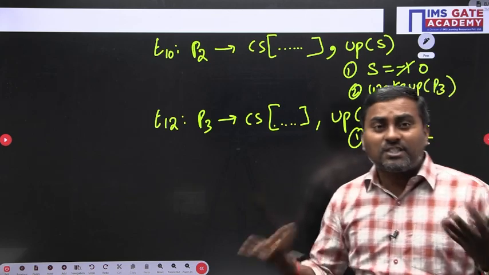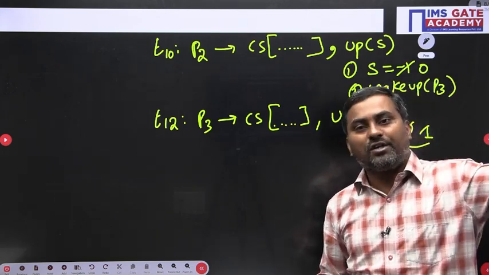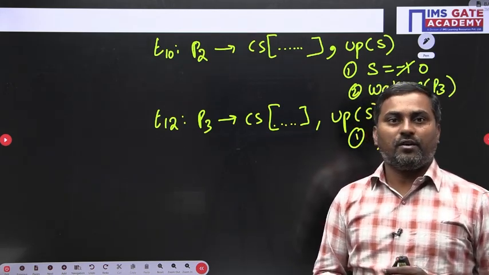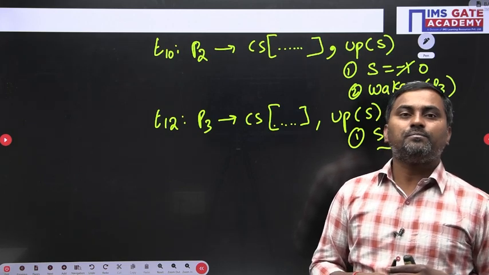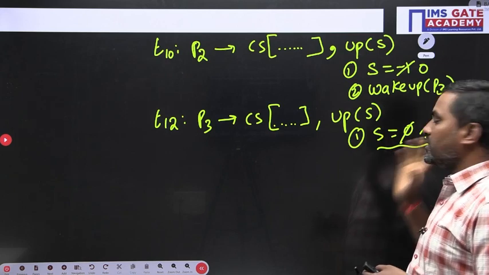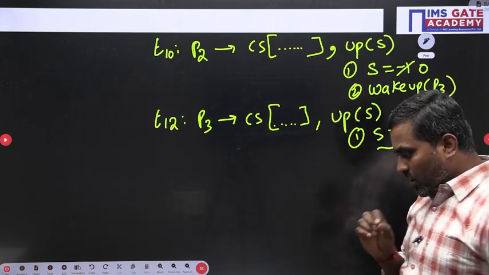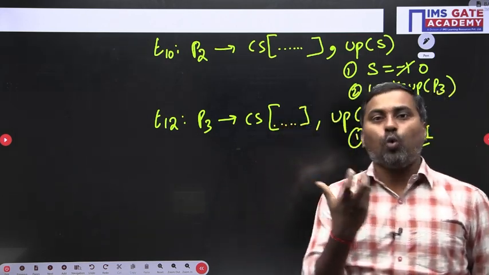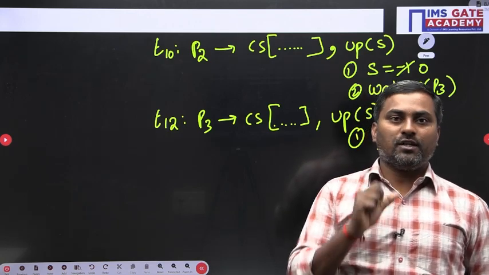When I make S equal to 1, can any new process try to enter the critical section or not? Yes, it can try. Any process can try to enter the critical section because the semaphore value is 1. Then we should think now about how to write the code for the down operation as well as the up operation.